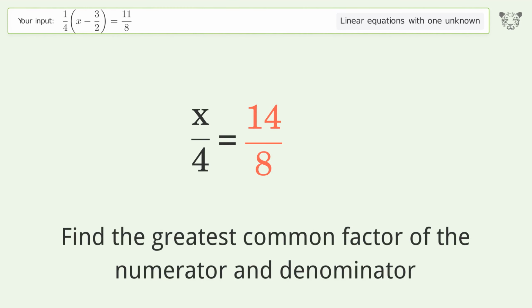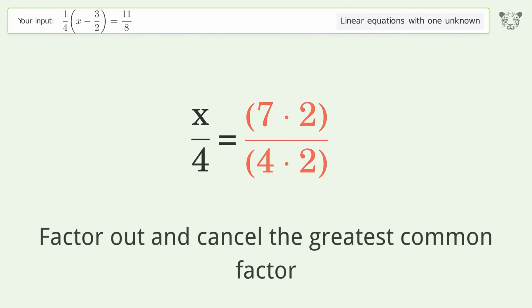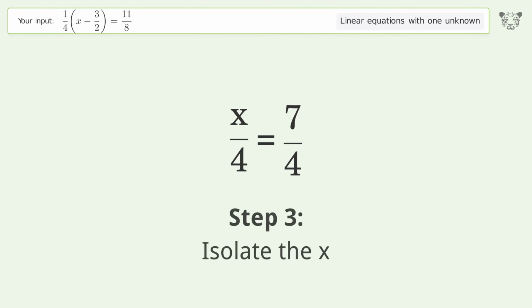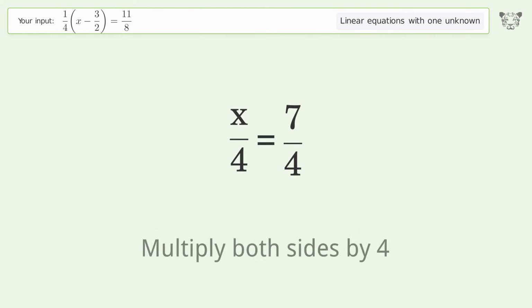Find the greatest common factor of the numerator and denominator. Factor out and cancel the greatest common factor. Isolate the x. Multiply both sides by 4.